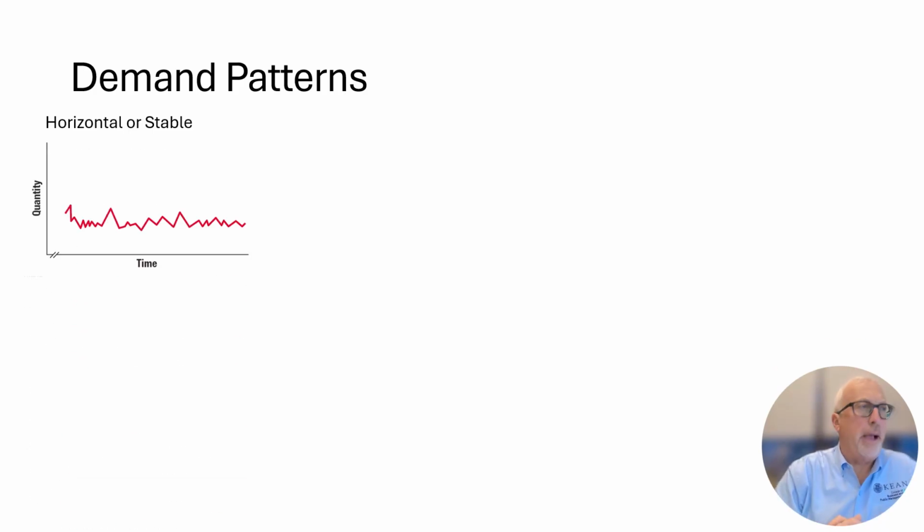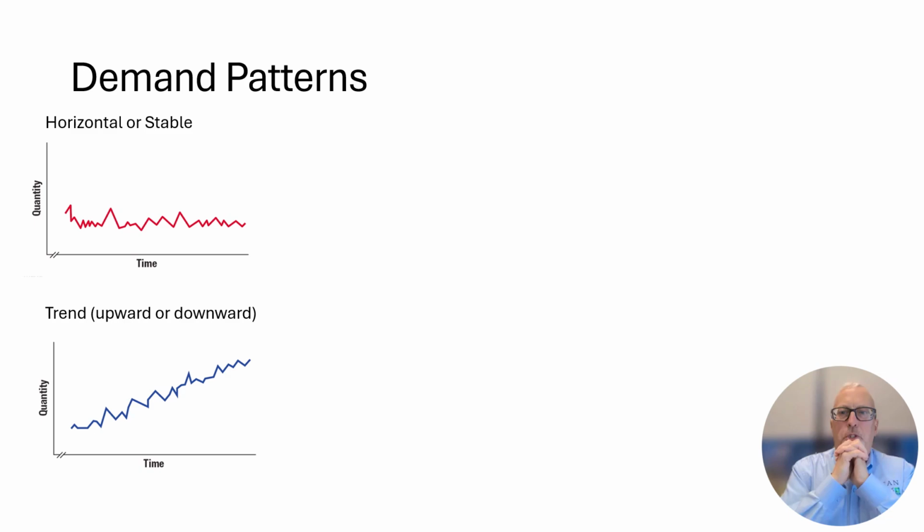Speaking of which, here's our demand patterns. Horizontal or stable. So this is our demand pattern always over time. So picture this as a year. And so what we see is the demand's up, down, up, down, up, down. These are really good with moving average methods, naive method, and weighted average methods, but mostly moving average and naive methods. Does a great job with this.